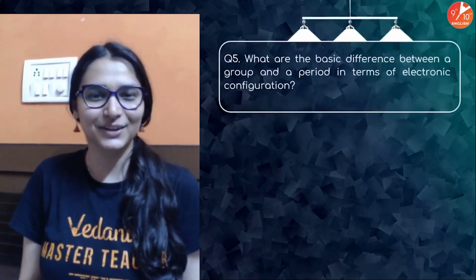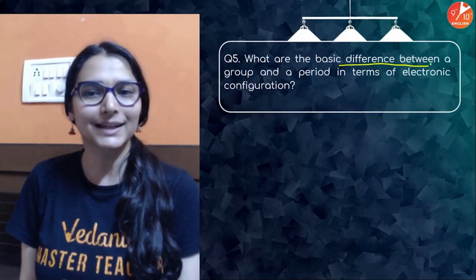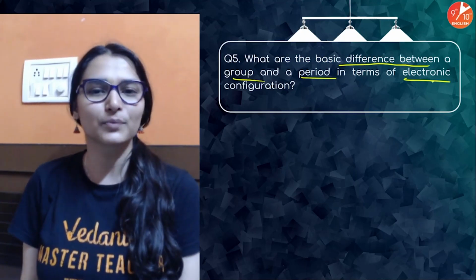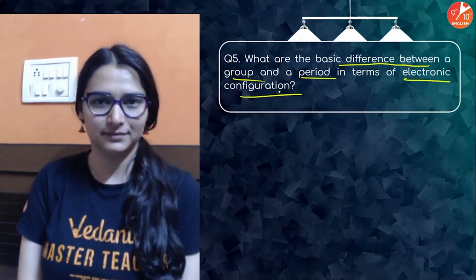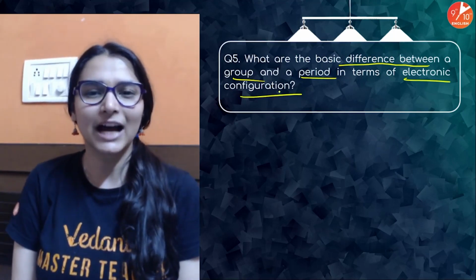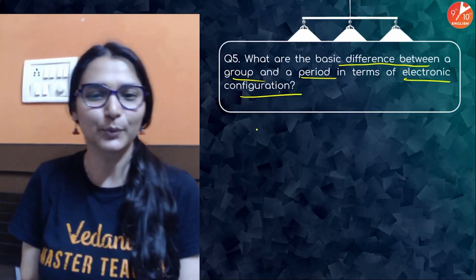Easy है, not difficult. Okay. चलिए, let's go to the 5th question. What is the basic difference between a group and a period in terms of electronic configuration? Again, very easy, guys. Tell me how many of you know the answer in the comment section. बहुत आसान है, आपको पता है.